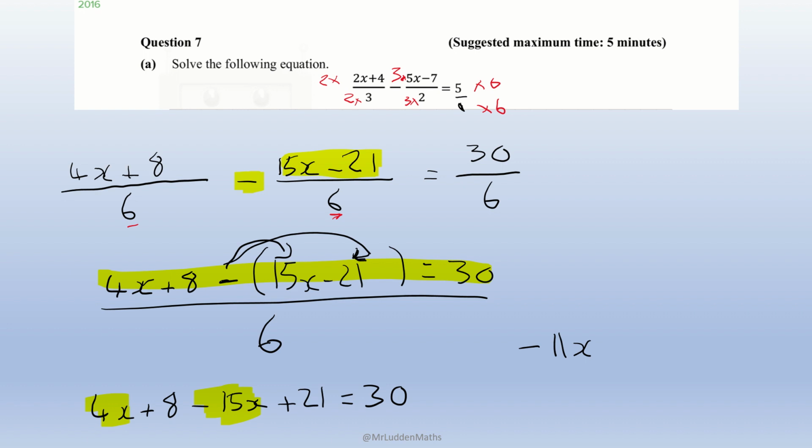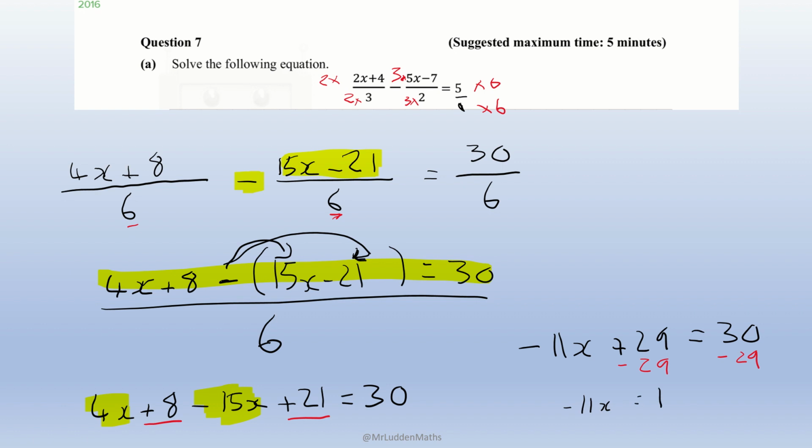I've got my plus 8 plus 21. That's going to be plus 29. And that's going to be equal to 30. Now remember, I want to get my x on its own, so I'm going to take 29 away from both sides. Minus 29, minus 29. I'm going to end up with minus 11x is equal to 1.